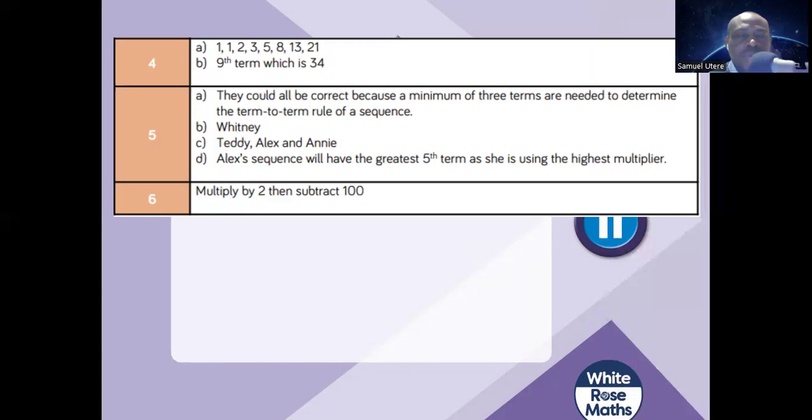So for question 4, you can see the 9th term is 34. So it is the 9th term that will be greater than 30. Question 5a, they could all be correct. Like I said, because a minimum of 3 terms are needed to determine the term to term rule of a sequence. So for B, Whitney is describing a linear sequence.